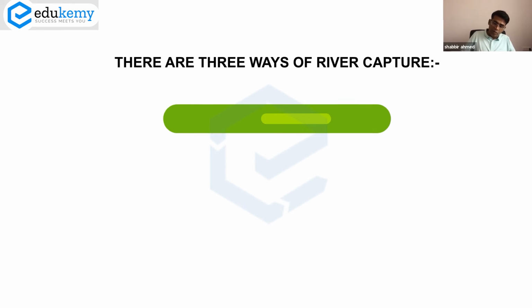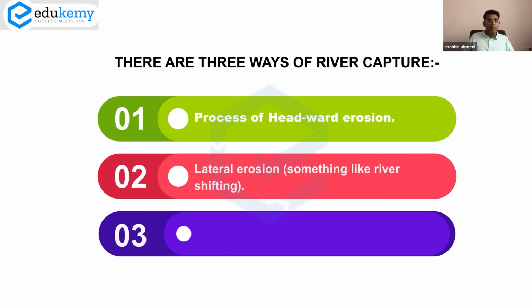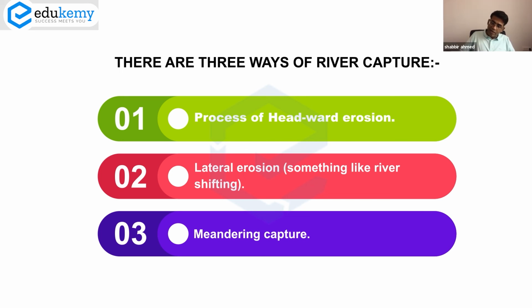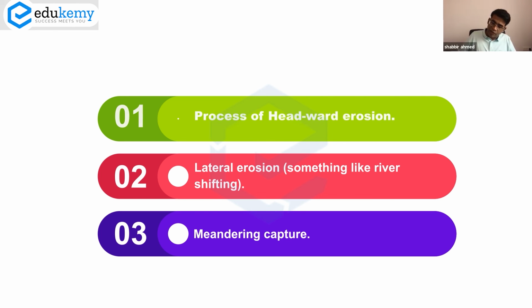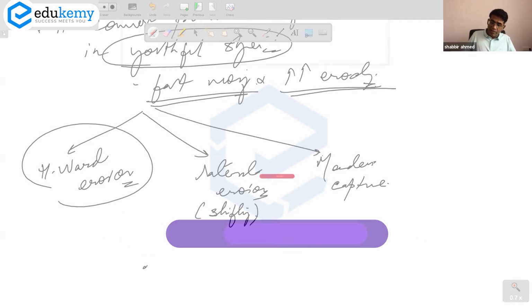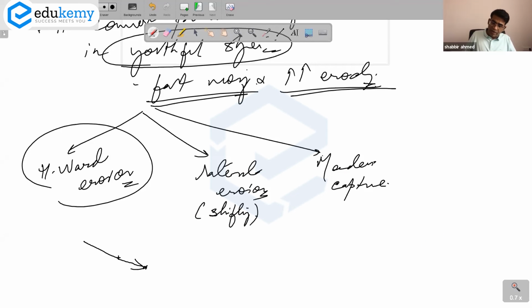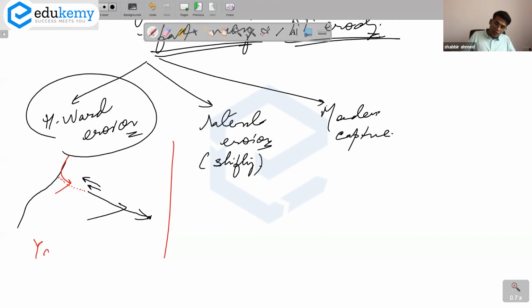One is called the process of headward erosion. We have the process of lateral erosion, and we also have the process of meander capture. Lateral erosion is something like river shifting. So in headward erosion, the river starts cutting backwards. The river flows like this. The river starts cutting backwards. So another river flowing here, it cuts backwards, goes and bridges the river divide, and this river starts flowing like this. This is what is happening for youthful stages.